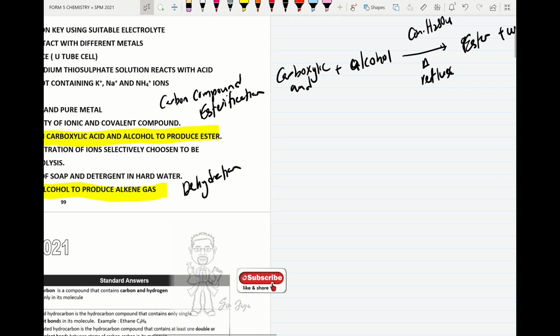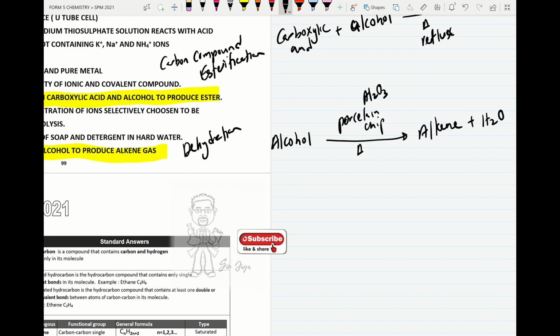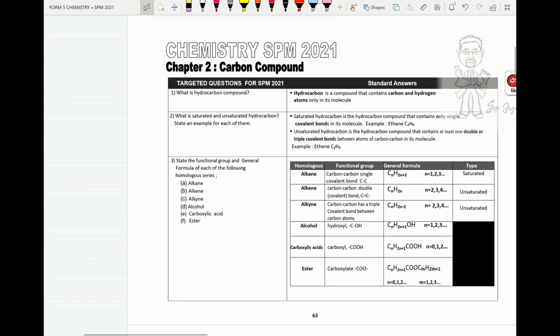All right, next reaction, the dehydration process. If any alcohol is dehydrated in the presence of porcelain chips, which is aluminium oxide, heated, we will get an alkene plus water. Okay, that is the reaction. These two experiments are very important for this year's SPM. So we move on to the short questions.